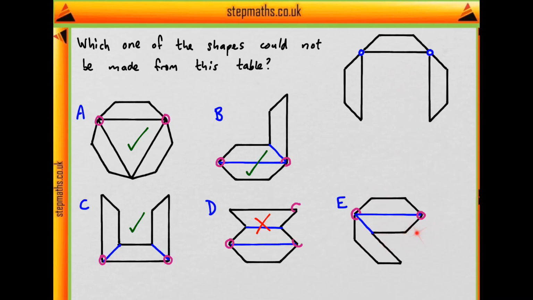Well, you can imagine that this trapezium was made by swinging this one all the way up, and the other one just comes in slightly until it touches this one, like so. So we can definitely make E from the table, which means our final answer, as the shape that cannot be made from the table, must be D.